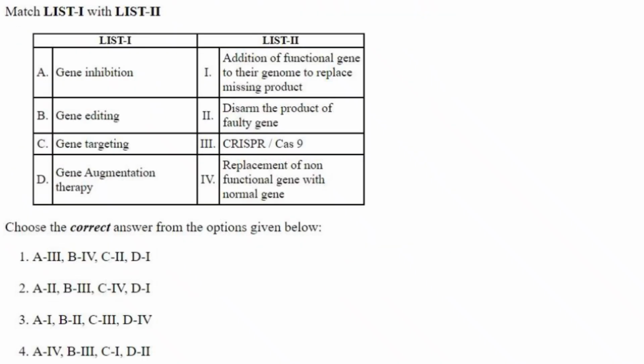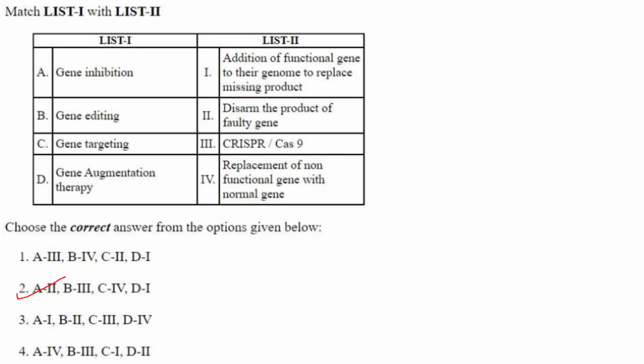Then match the following. Gene inhibition means you inhibit the faulty gene, or make the gene in such a way that it will not produce any product because it is a faulty gene. So that is gene inhibition, disarming the product of the faulty gene. It can be like blocking or reducing the expression of one specific faulty gene, so that the harmful product is not produced. So A is 2, option 2 itself is the answer.